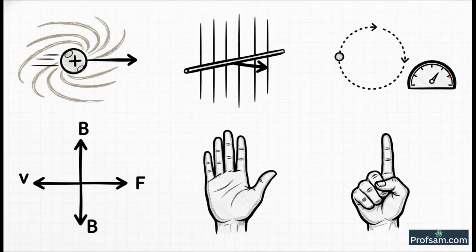Okay, so let's quickly summarize the 5 most important points you must take away from this. 1. Moving charges create magnetic fields. 2. The force on a single charge is Q into V cross B. 3. For a wire, it is I into L cross B. 4. Always use the right-hand rule for direction. And 5. Remember, the magnetic force only turns things. It does no work and it never changes the kinetic energy.